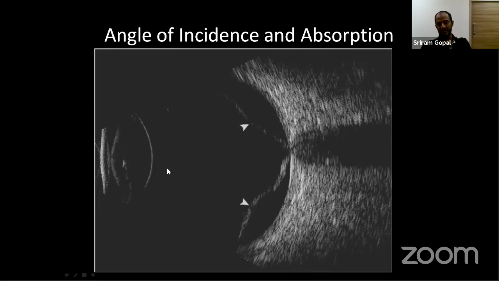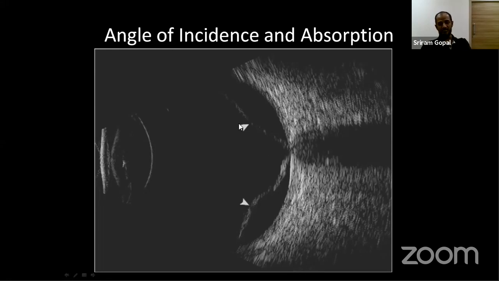The sound has traveled directly and hit this portion of the retina, which is perpendicular to it. So that is highly reflective. The choroid here is also highly reflective. Whereas these areas, which are oblique to the incidence of the sound, because when sound comes, most of the waves are going to be reflected in this direction rather than back to the probe. So these areas will appear low reflective. So it is not that a particular tissue or a particular medium is always going to be highly reflective. The angle of incidence really matters.